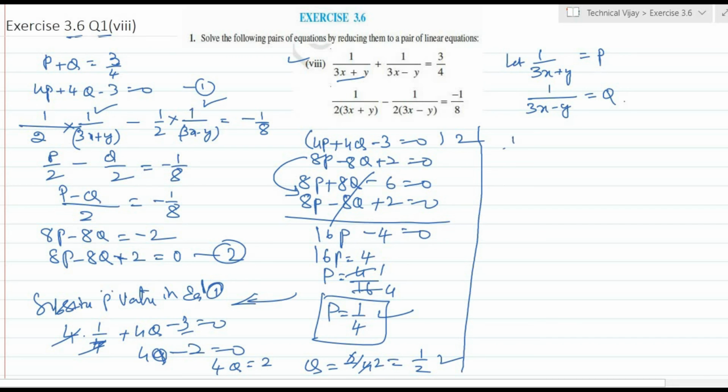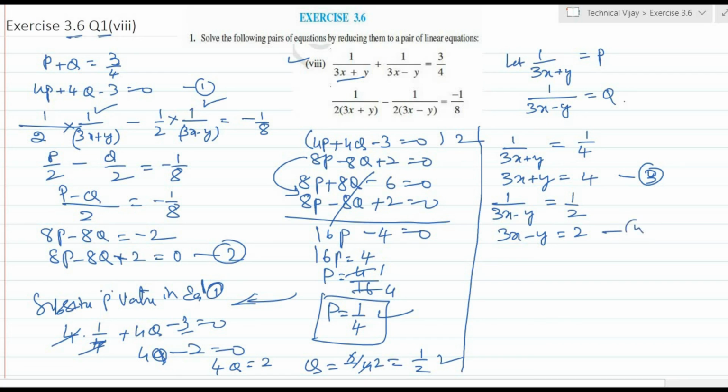Okay. 1 divided by 3x plus y is equal to p, means 1 by 4. So here cross multiplication again, 3x plus y is equal to 4. Okay, this is the third equation. So one more, 1 divided by 3x minus y is equal to q, means 1 by 2. So 3x minus y is equal to 2. This is the fourth equation. So consider 3 and 4 equations.